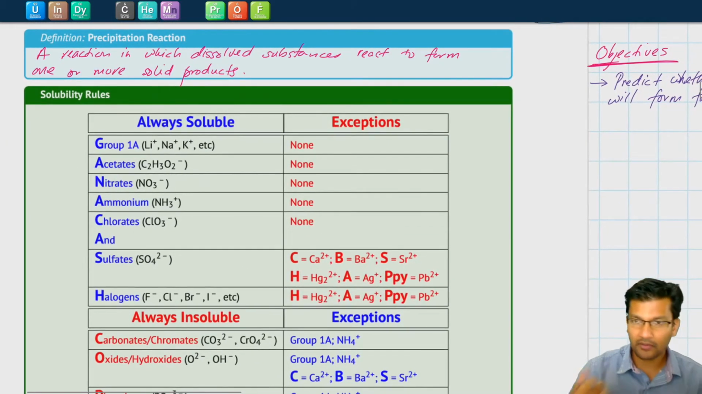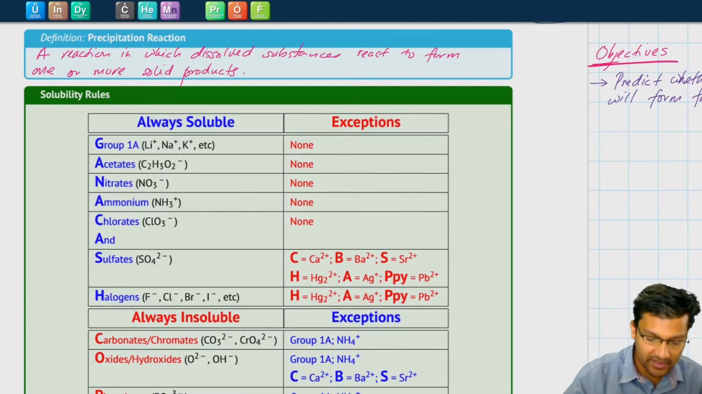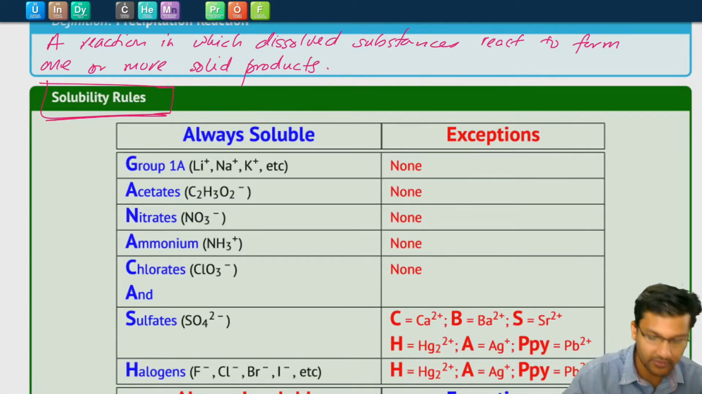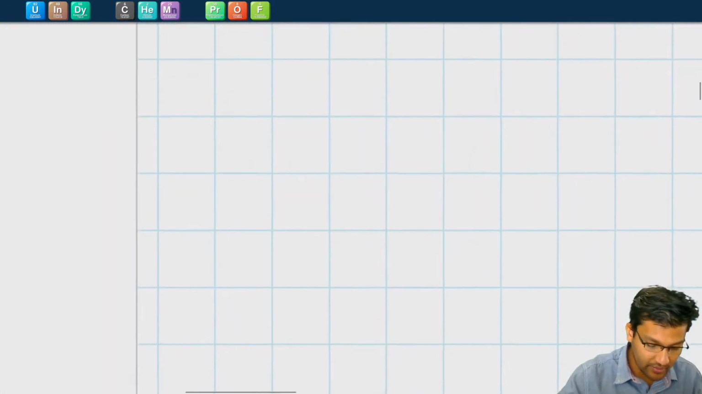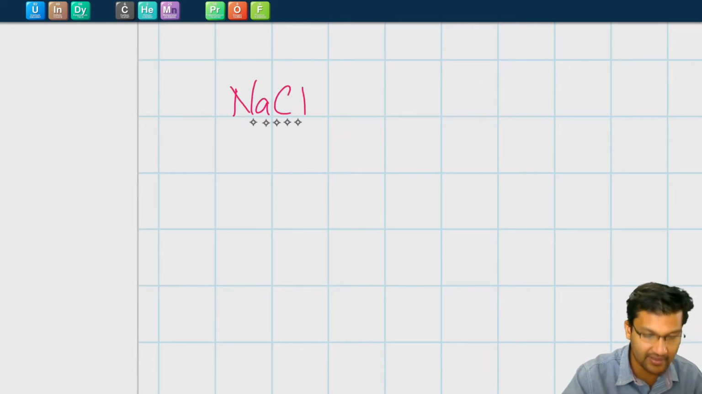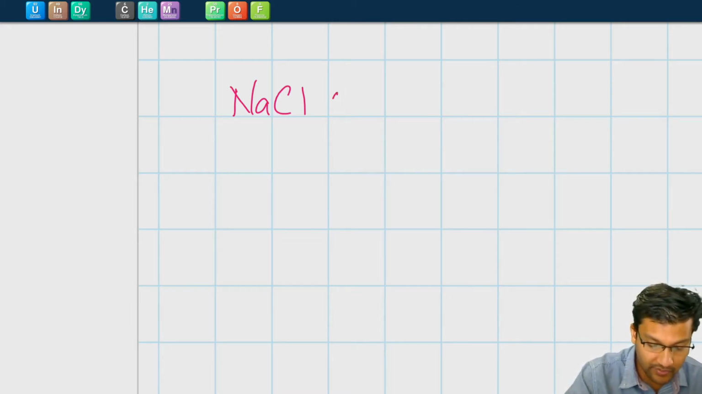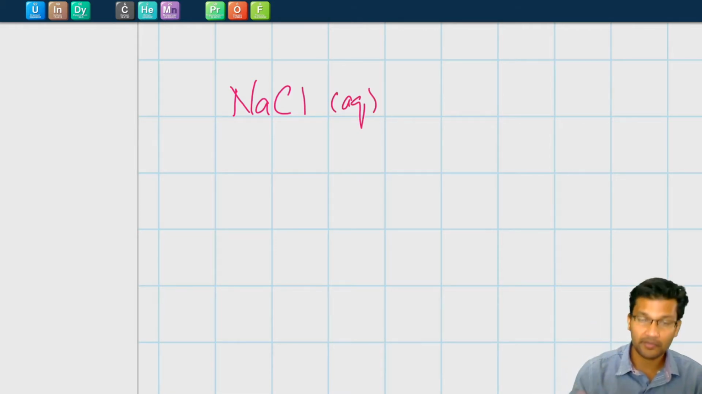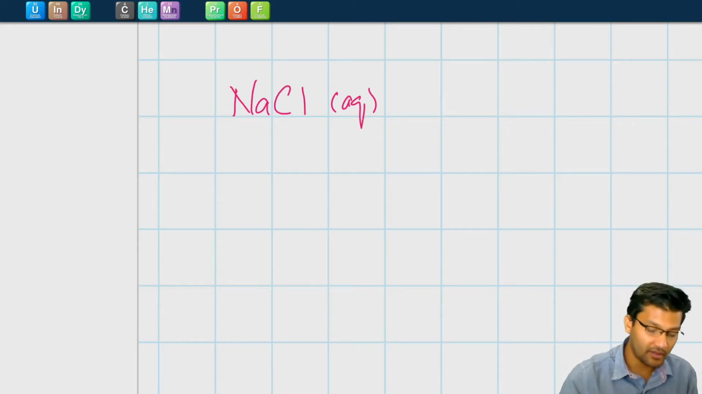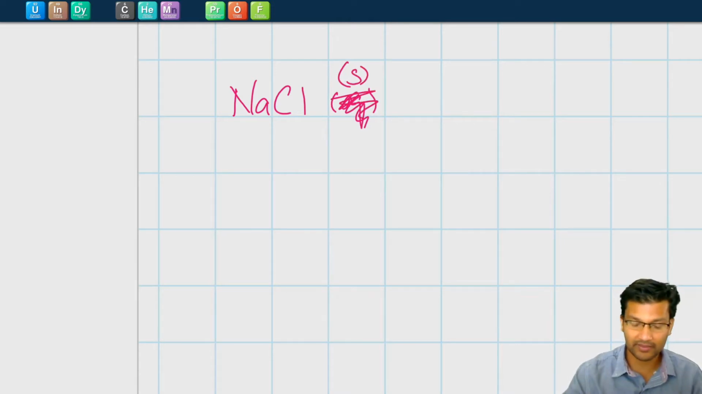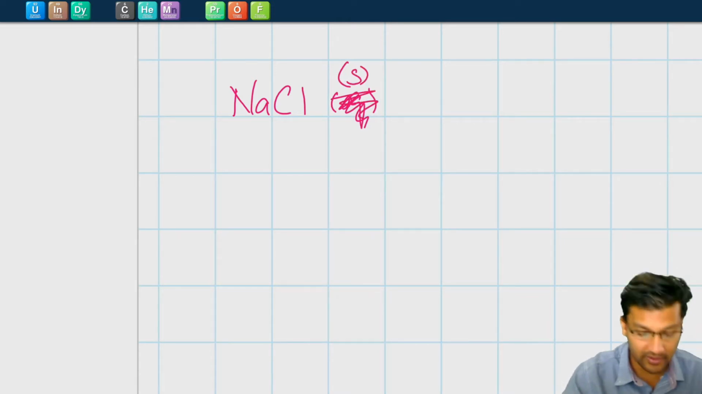Now, you might be wondering, how do we know when certain products are going to be precipitates or not? To figure that out, we need to memorize what we're calling the solubility rules. Ionic compounds, as we know, are made up of a cation and an anion. Let's look at NaCl, for example. NaCl will dissolve in aqueous solutions, so NaCl will always dissolve. But there are some ionic compounds, some salts, that will not dissolve. Instead of being aqueous, they'll be solid. They will precipitate out of the solution because they're not soluble in water.